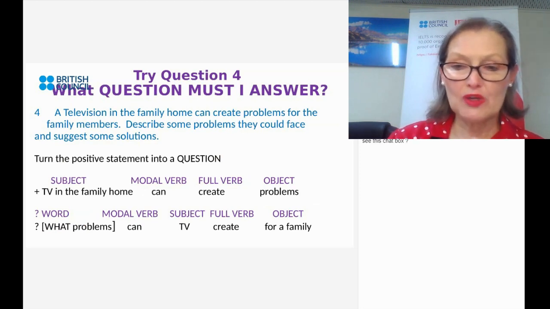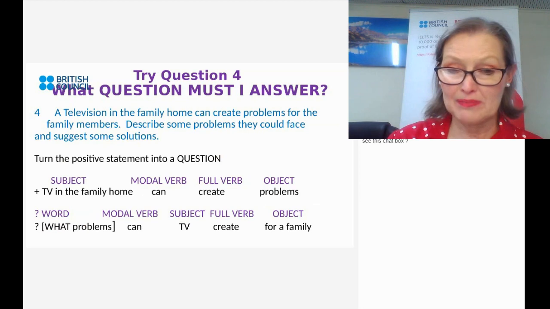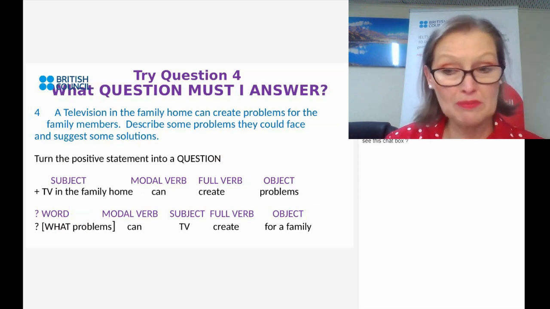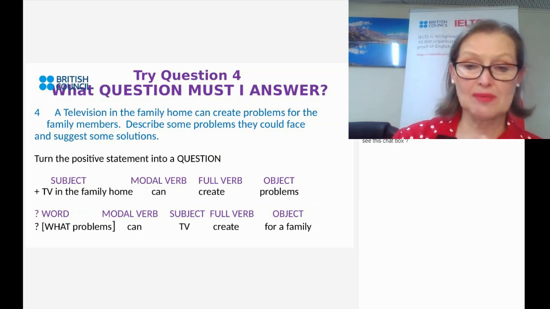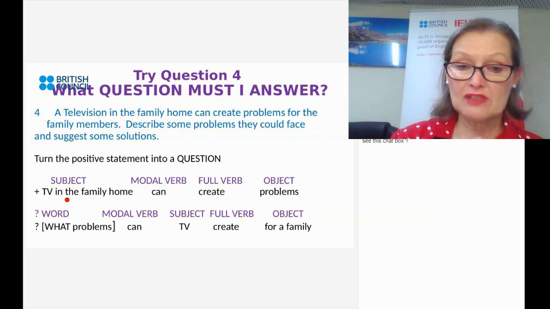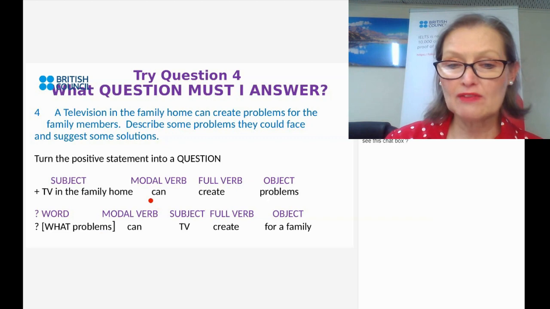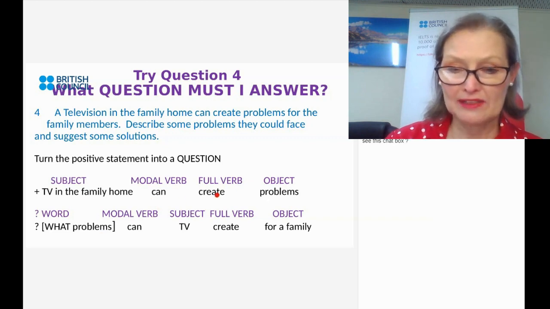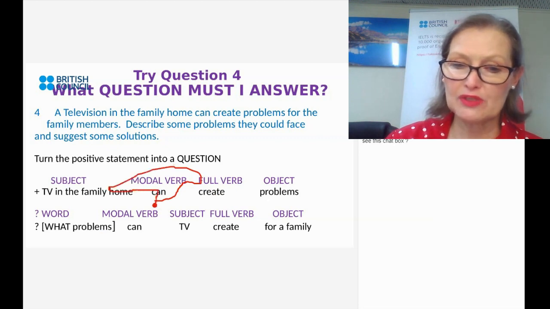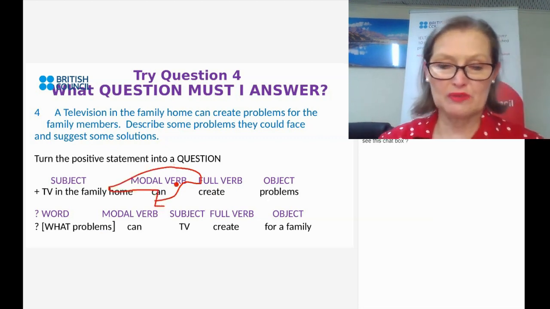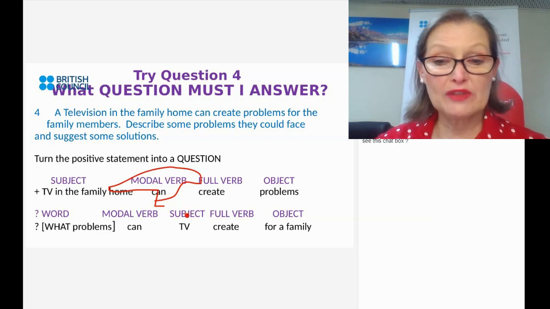Television in the family home can create problems for the family members. Describe some problems and suggest some solutions. And there I've got my subject, television in the family home, my subject clause, if you like. Have a look at this modal verb, can create. Now these modal verbs are really important and we should use them because it's not always going to create. Can create or may create problems.